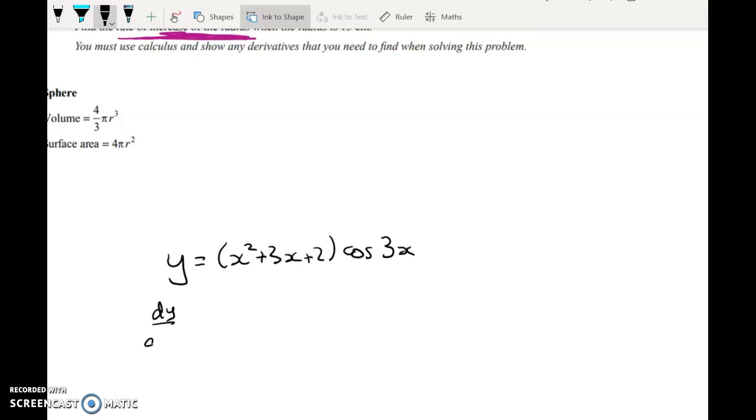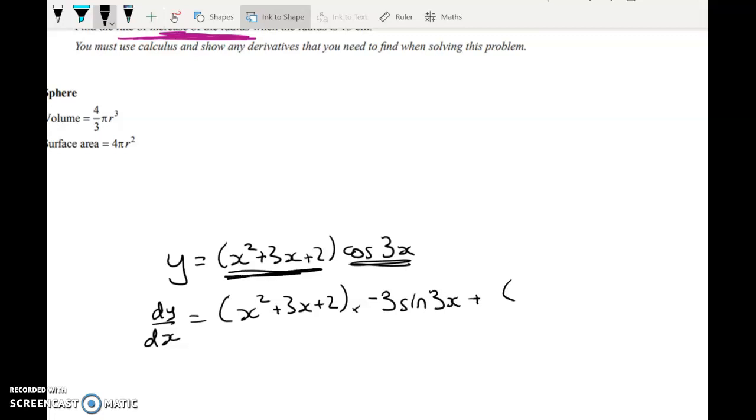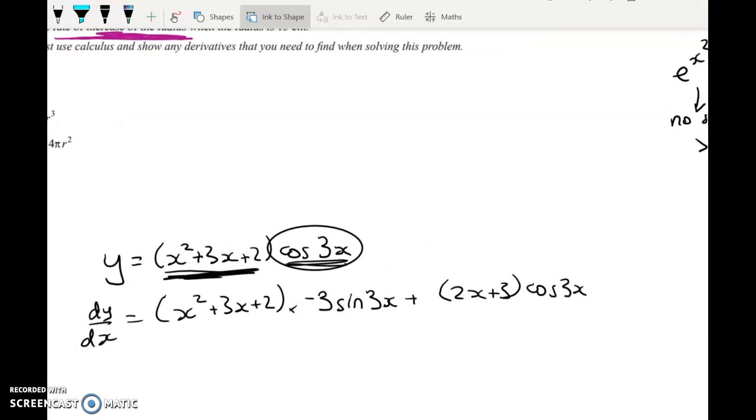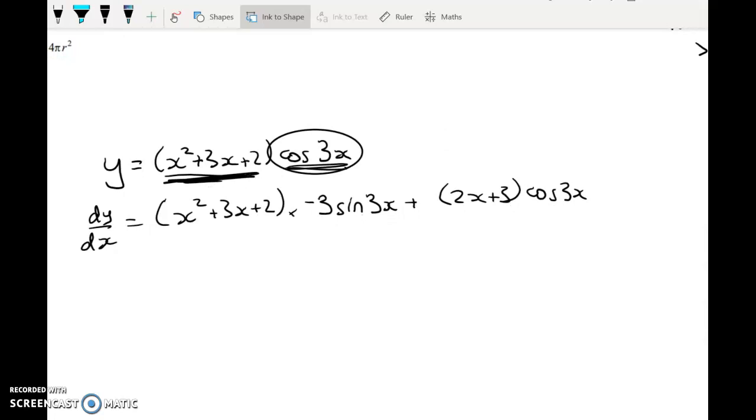And dy by dx will be the first function, u, times the derivative of this, which will be negative 3 sine of 3x, plus the other way around, the derivative of this function, 2x plus 3, times this function, cos of 3x. Okay, now we don't have to set that equal to 0, right? We're not trying to find stationary points, so we don't even really need to clean it up. We have to ask, what are we looking for again?